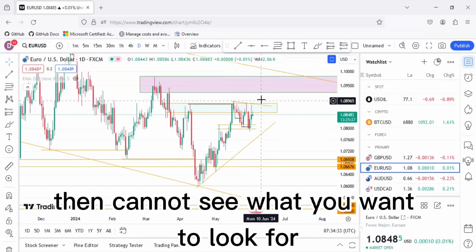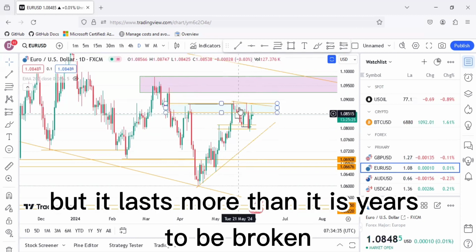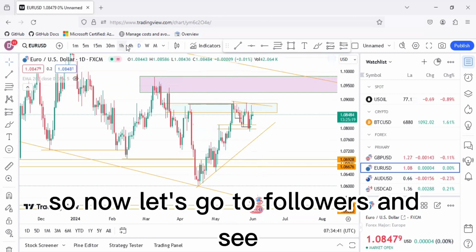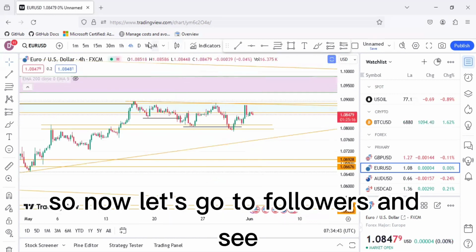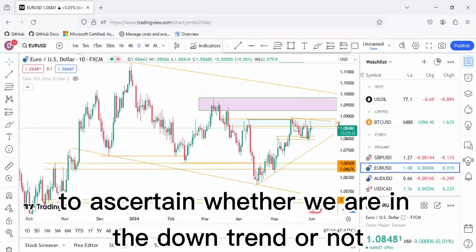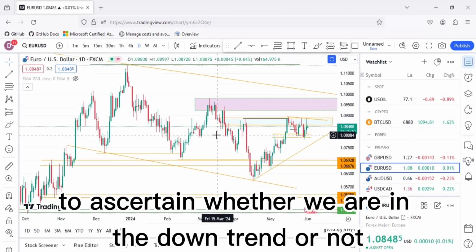If it's broken, then we cannot say we want to look for buy. But in as much as it is yet to be broken, the only thing we will be looking for now is this sell. So now let's go to 4 hours and see. But before I even go to 4 hours, let's look at the structure of the market to ascertain whether we're in a downtrend or not.